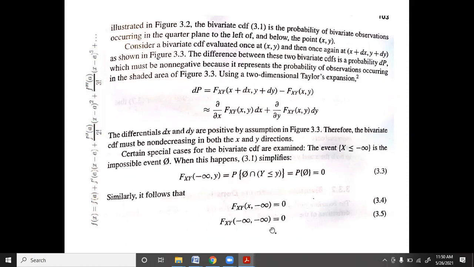If you take both x and y, definitely, minus infinity and minus infinity, that will be P of phi intersection phi, that will definitely be 0. Okay, that will definitely be 0.